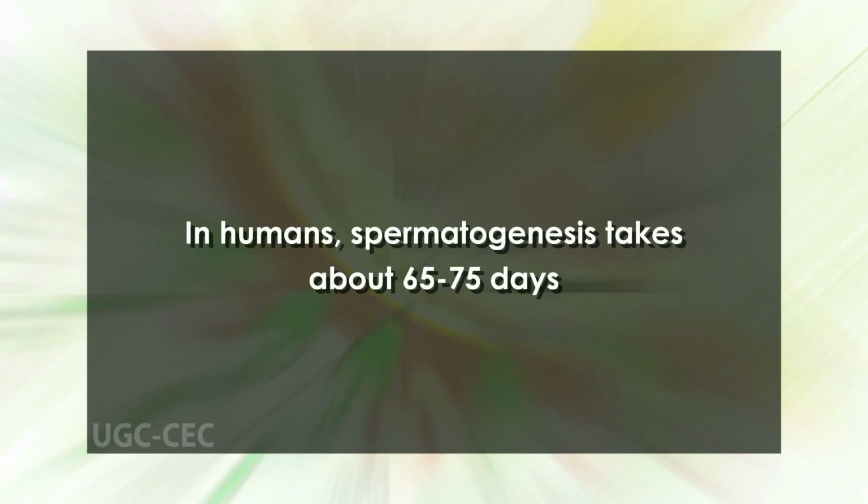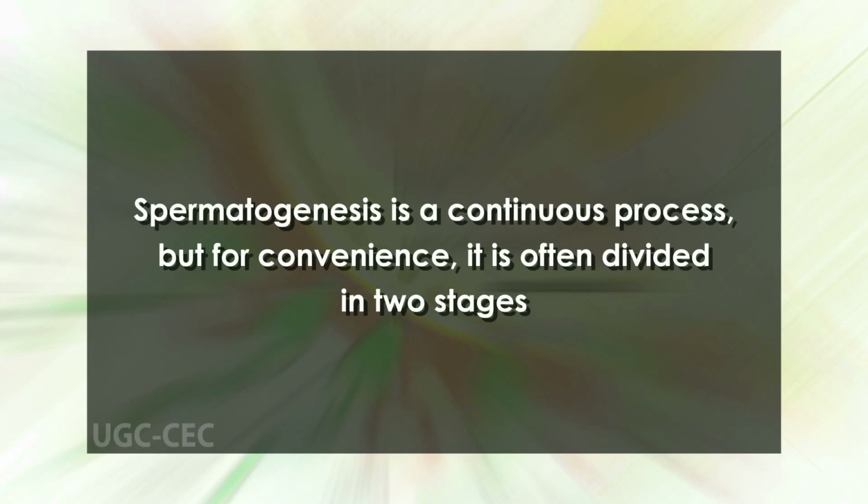In humans, spermatogenesis takes about 65 to 75 days. The seminiferous tubules are lined with immature cells called spermatogonia. These cells develop from primordial germ cells that arise from the yolk sac endoderm and enter the testes early in development. Spermatogenesis is a continuous process, but for convenience, it's often divided into 2 stages: spermatogenesis and formation of spermatozoa from spermatids, which is known as spermiogenesis.